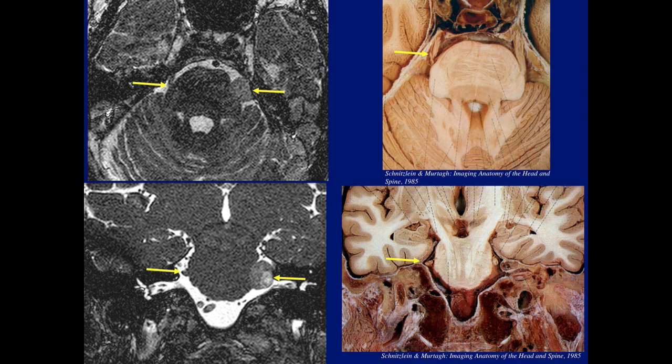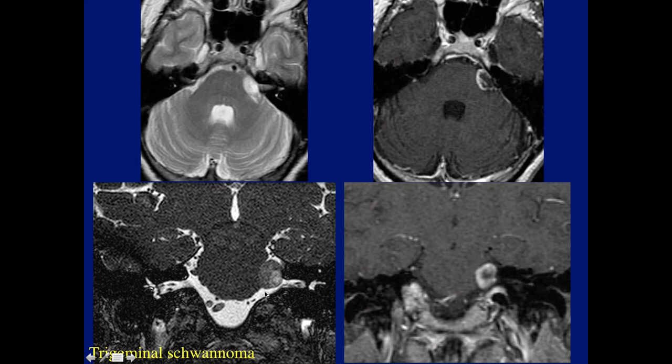And here's a thin T2, normal, markedly enlarged. We don't see the trigeminal nerve. Here it is on the coronal. Again, notice the normal and abnormal. And notice this kind of cystic type enhancement with a non-enhancing center. And this was operated on, and this was a trigeminal schwannoma.